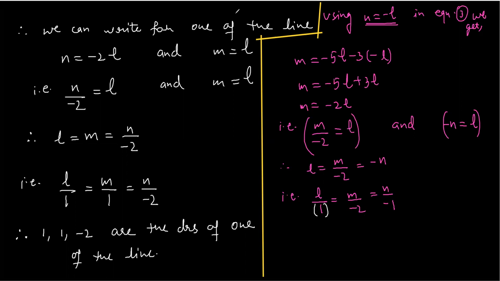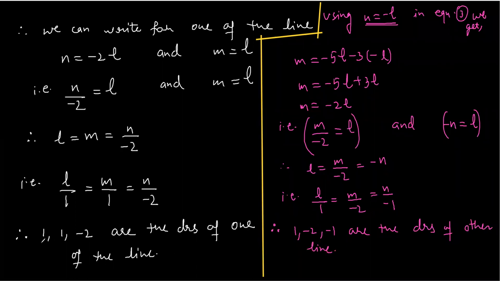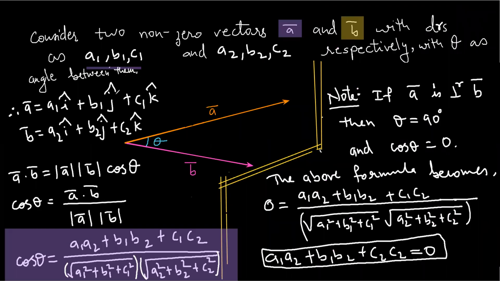So here I write therefore 1, -2, -1 are the DRs of the other line. That is the second line, other line. Now students, you have the DRs of the first line and the DRs of the second line. Using the DRs, you can find the angle. I have already given you the formula when you have the DRs of lines. See, this is the formula for DRs of lines, cos theta.